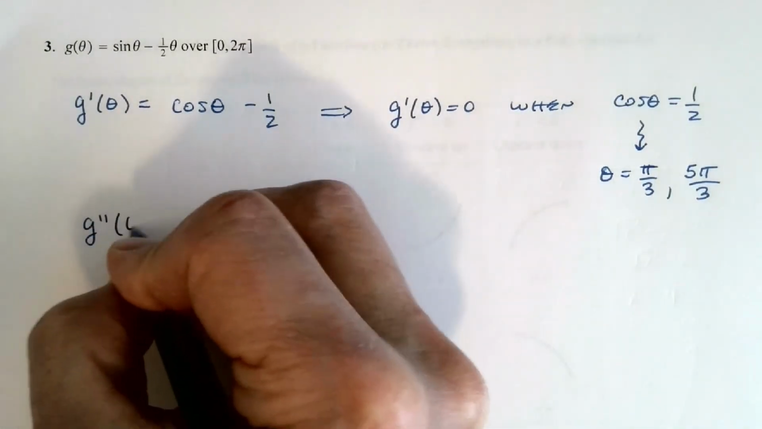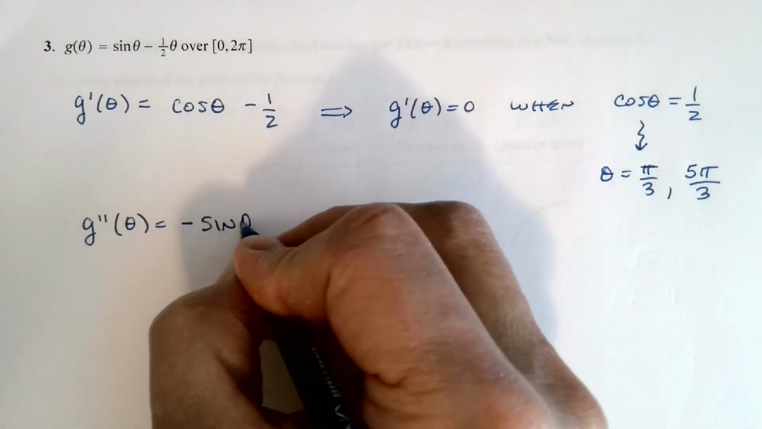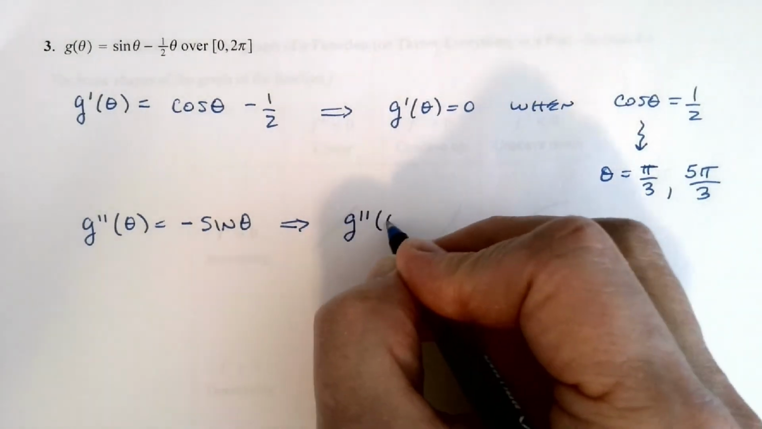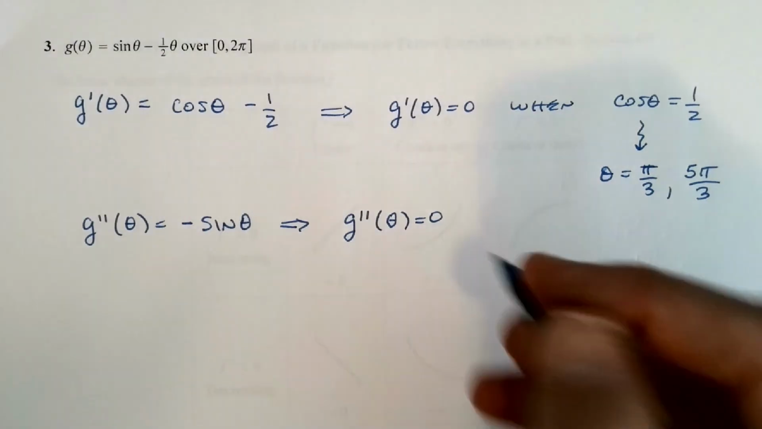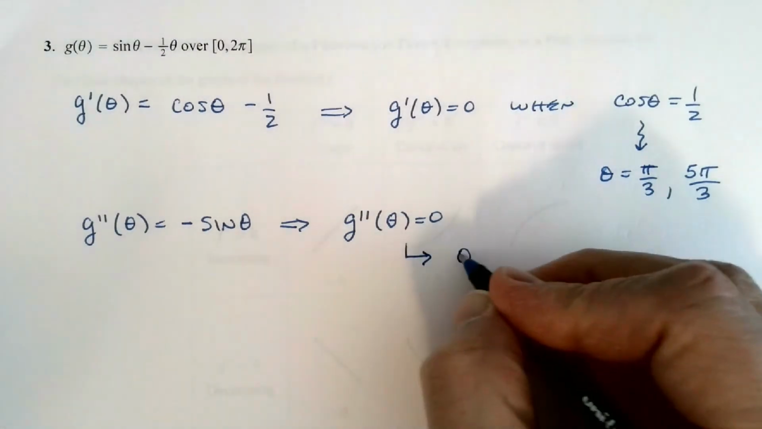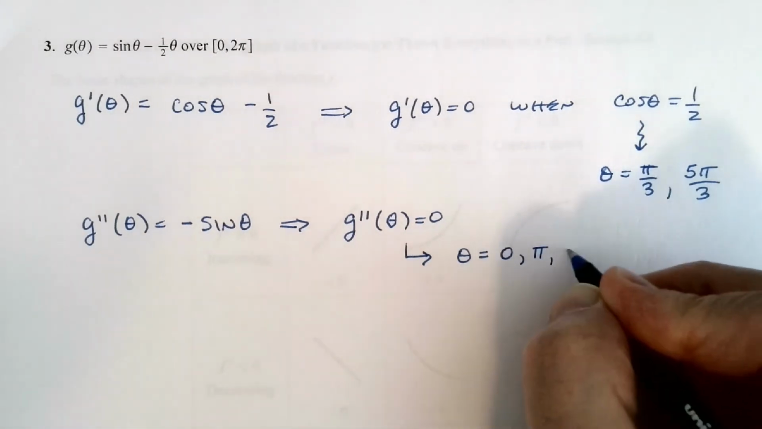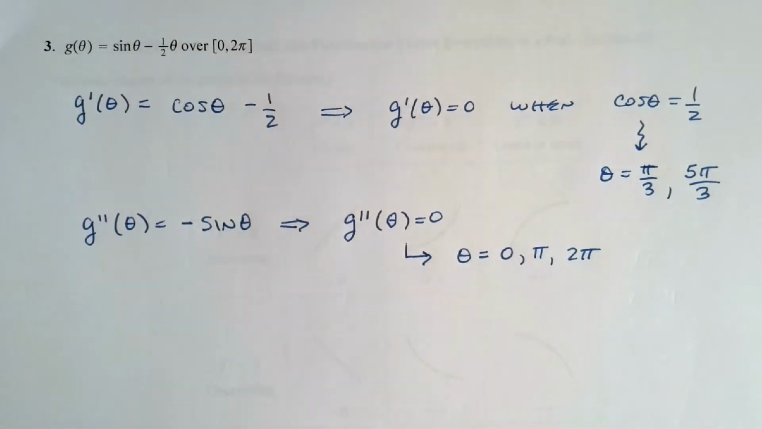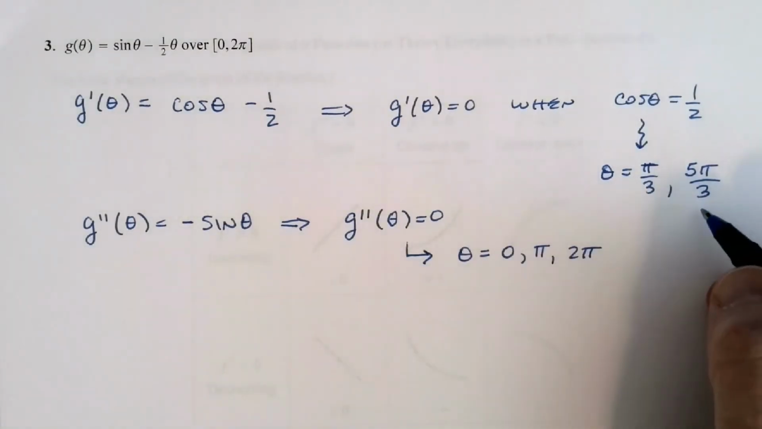Second derivative, derivative of cosine, negative sine theta. So when is the second derivative equal to 0? Well, just when the sine function is equal to 0. And that occurs when what? Theta is either 0, pi, or 2 pi. Keep in mind 0 and 2 pi are the endpoints, and so technically for our interval they're not really transition points. So the transition points potentially are pi, pi over 3, and 5 pi over 3.